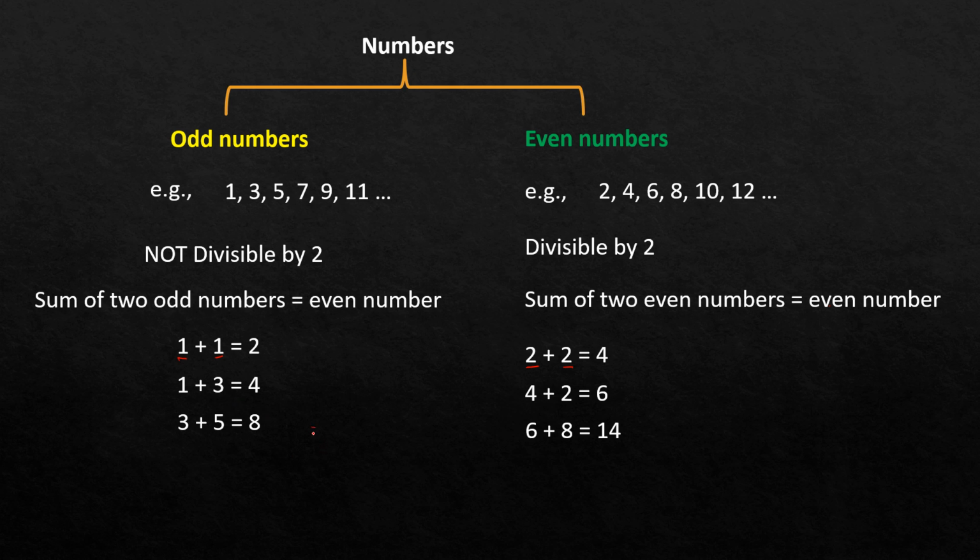What happens if I have to add an odd number plus an even number? That gives me 3, which is an odd number. So that's the other rule. If you have an odd number plus an even number, that gives you an odd number. Another example, let's take 2, which is even, and 3, which is an odd number. That gives us 5, which is an odd number. So these are some interesting facts that you can keep in mind.